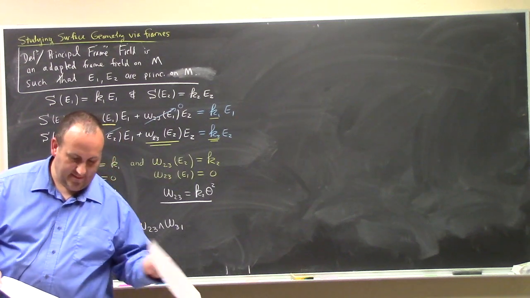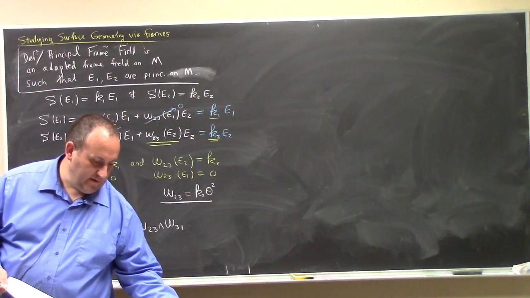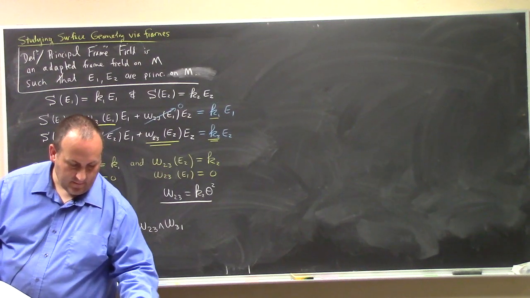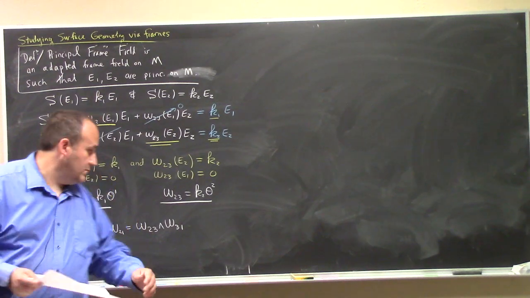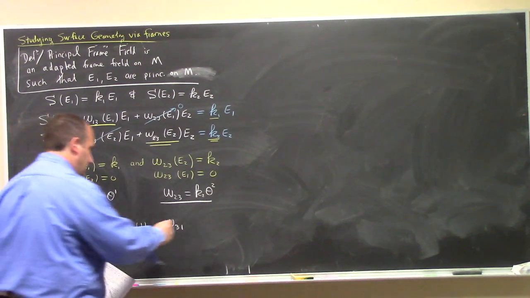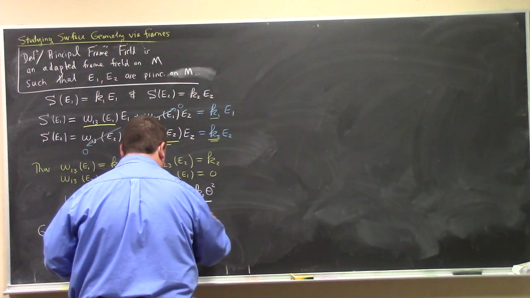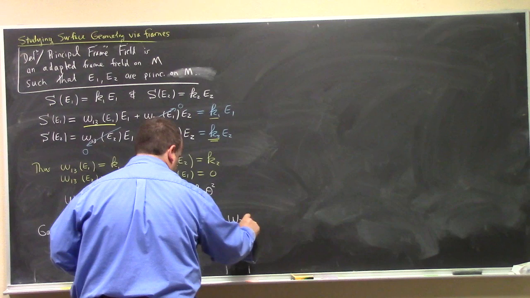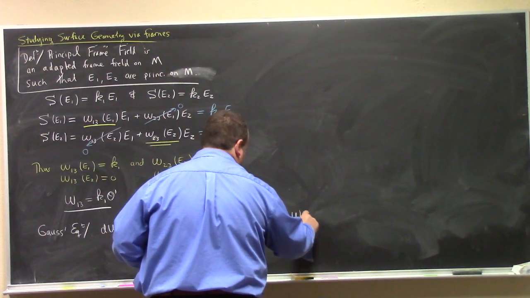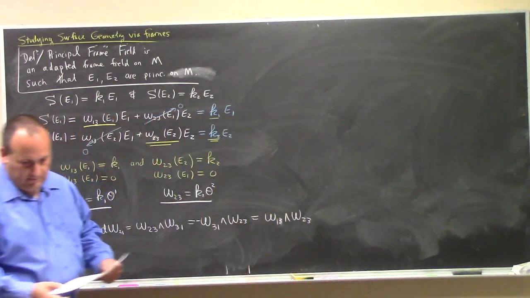I think it's omega 1,3 wedge omega 2,3. Well, this would also be equal to omega 3,1 minus omega this, right? Which would be equal to omega 1,3. There are indeed many flavor options here in terms of reordering stuff.